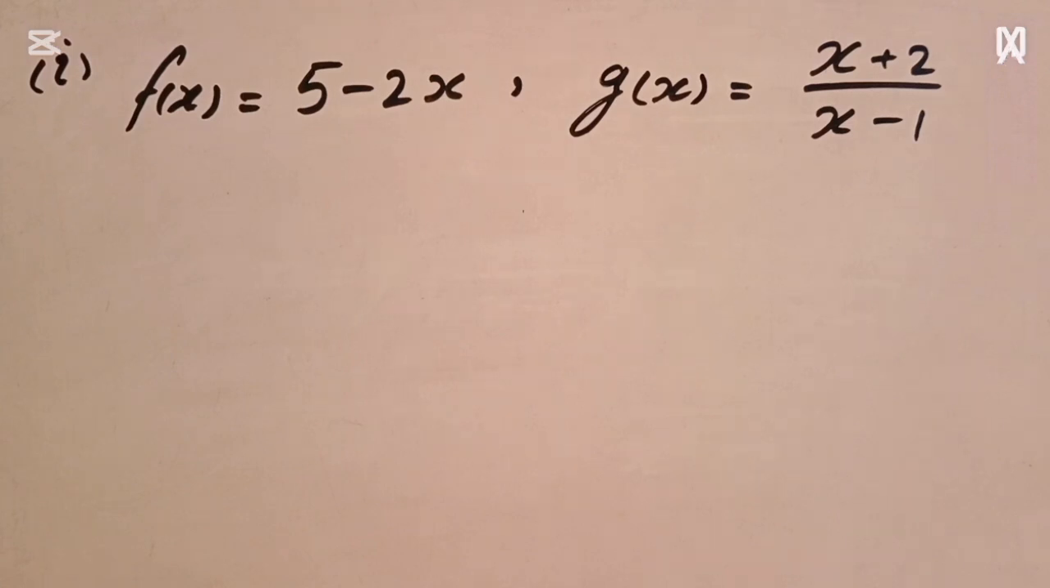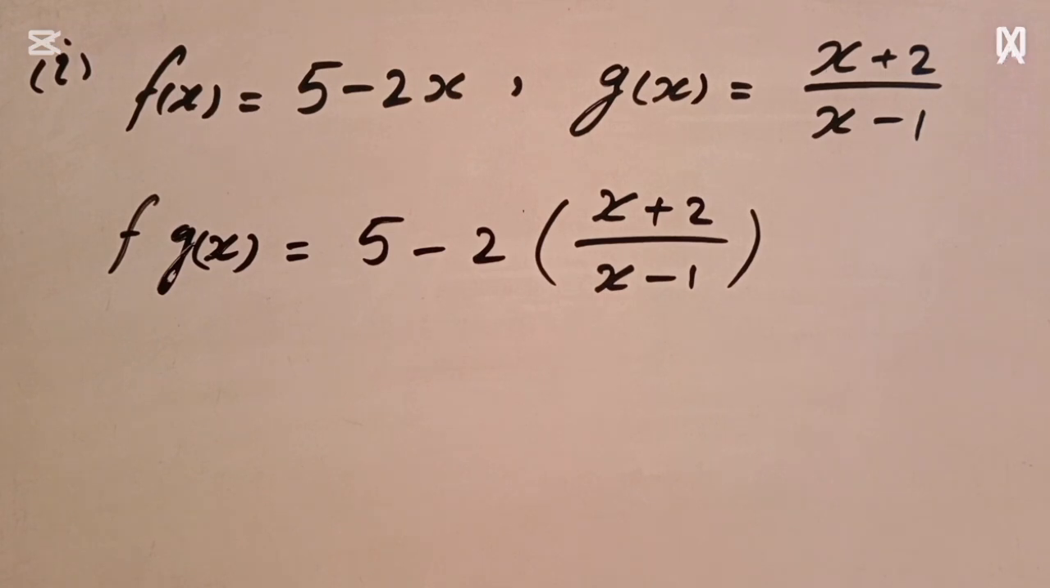In this part, f(x) equals 5 minus 2x and g(x) equals (x plus 2) by (x minus 1). Now to find out f of g(x), over here we have substituted (x plus 2) by (x minus 1) in place of x in f(x). Now we solve it.